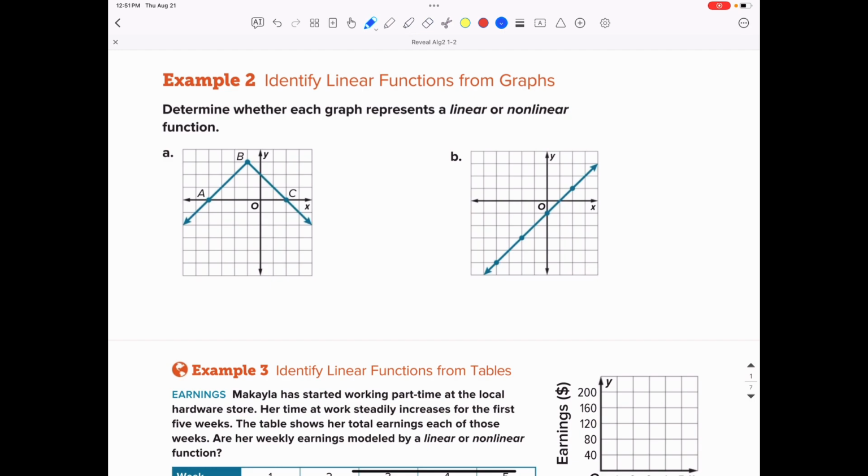Identify linear functions from a graph. Determine if these are linear or nonlinear. Basically, do they create straight lines? Is the whole graph a single straight line? Part A, you can see that it is an upside down V shape, and that is definitely not a straight line, so this is nonlinear.